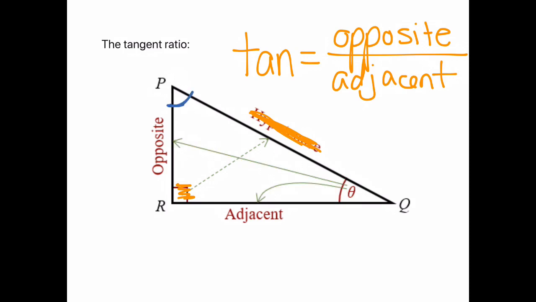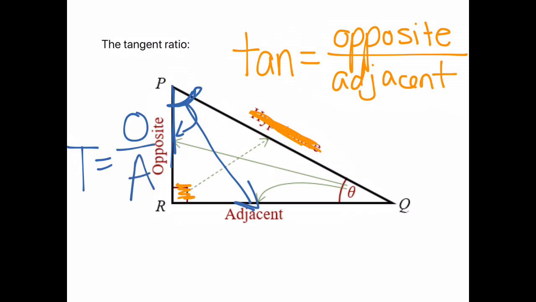If you wanted to go with angle P over here, you'd go opposite first and then adjacent second. But the tangent ratio is always opposite over adjacent. And an easy way to remember that is the sound TOA. T equals O over A.